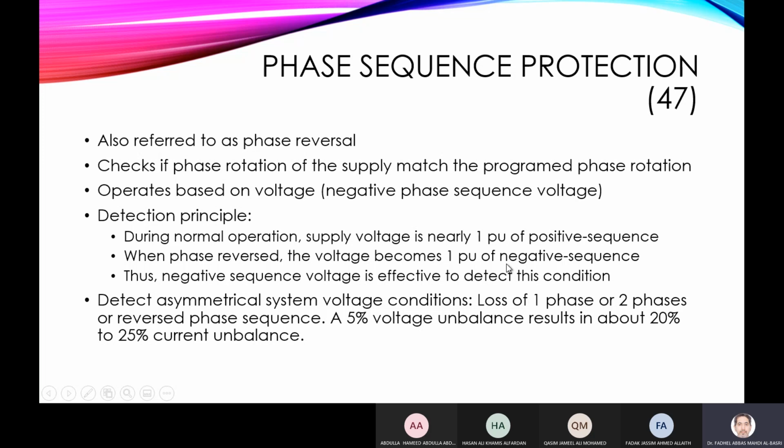Now, the setting can be, let's say, 20% negative sequence voltage, meaning the negative sequence voltage is 20% of the rated voltage, or 0.2 per unit of the rated voltage. That's an indication of a reversal, and you take action. So this is very effective even to detect loss of phase, or two phases loss, or reversed phase sequence.